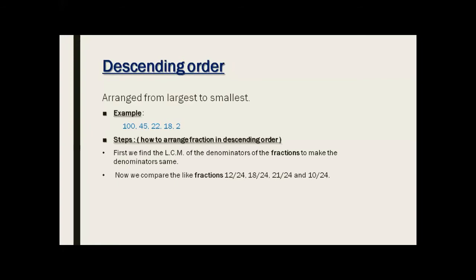So here we have an example, 12 over 24, 18 over 24, 21 over 24, and 10 over 24. These all have the same denominators, so these are called like fractions. Now we will compare the numerators. When we are talking about descending order, we will compare the numerators for arranging in descending order.